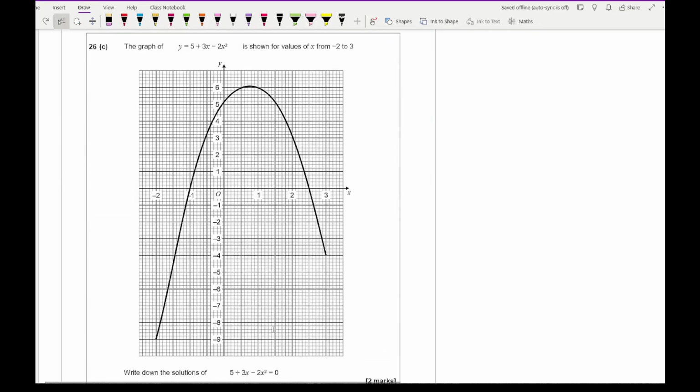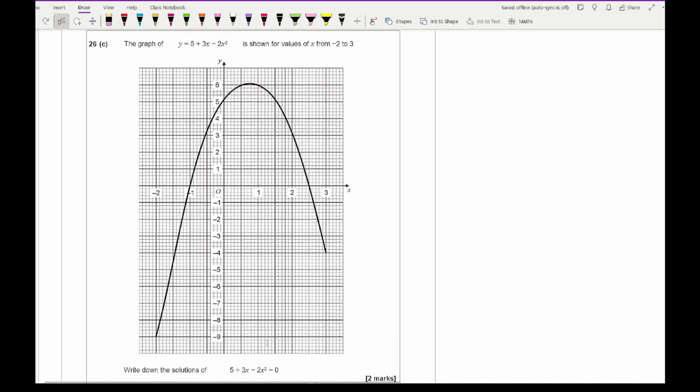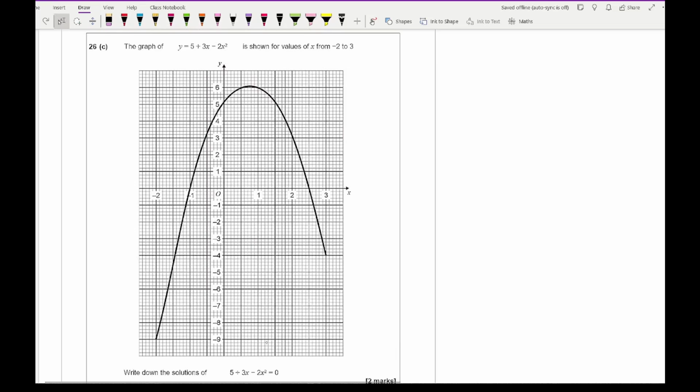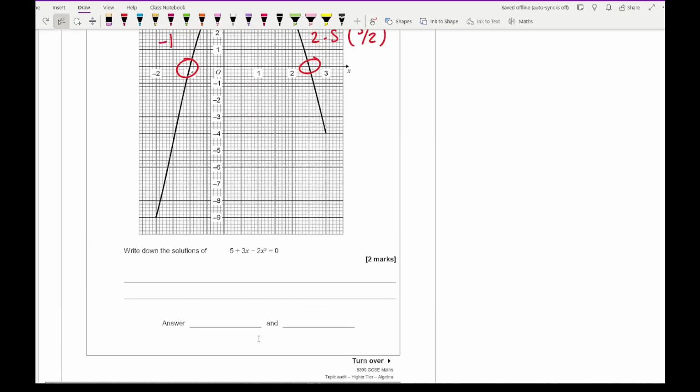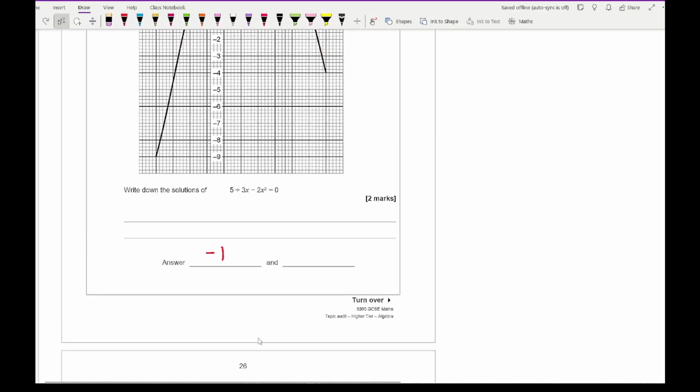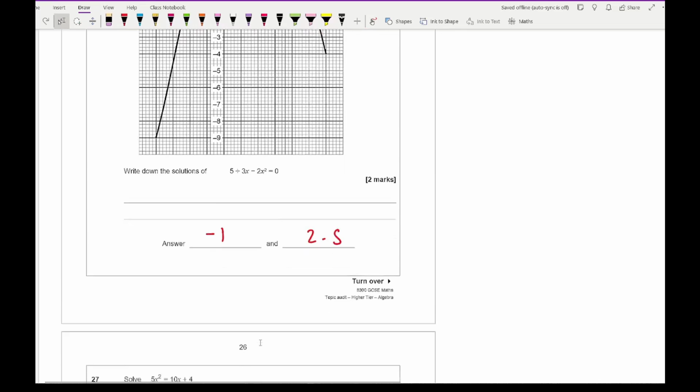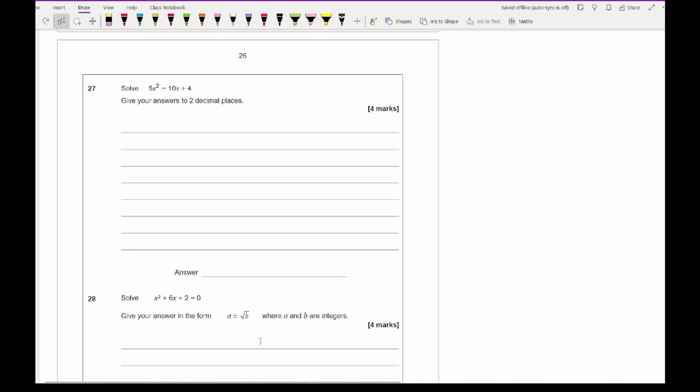Then moving on to question 22c, it says the graph of y equals 5 plus 3x minus 2x squared is shown for values of x between minus 2 and 3. The question is asking us to write down the solution of when it equals 0. When it equals 0, we're looking for the roots. So we're looking for this value here and this value here. That's at minus 1, and this point here is at 2.5, or 5 over 2. So the two answers you want to write are minus 1 and 2.5.